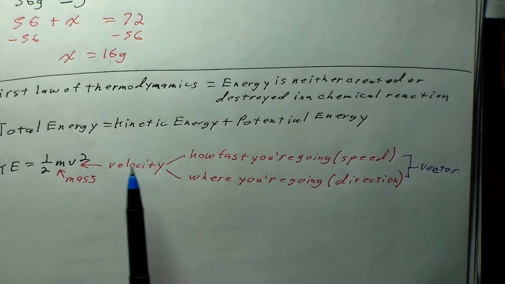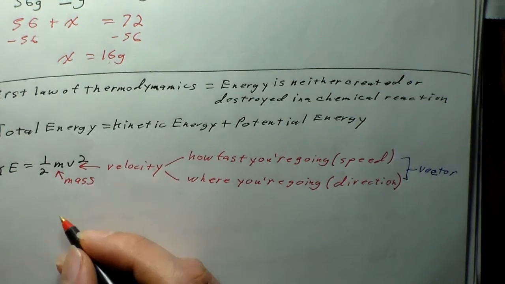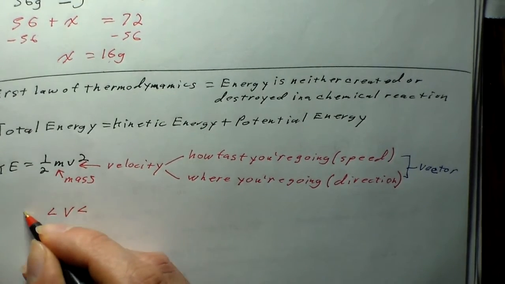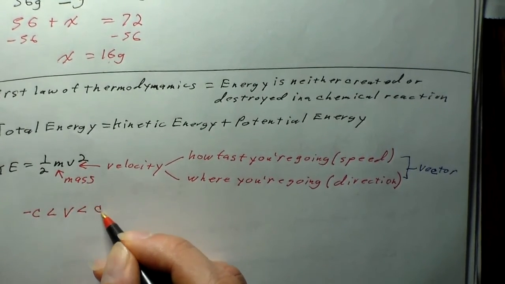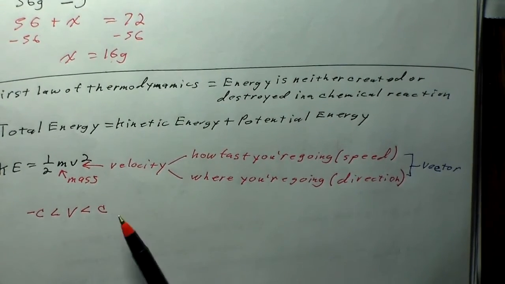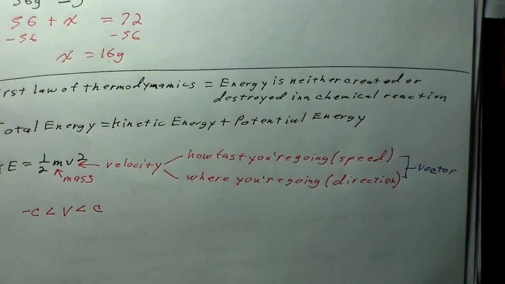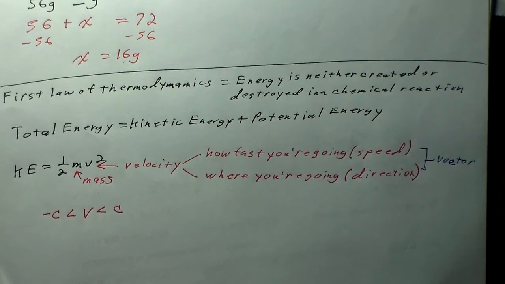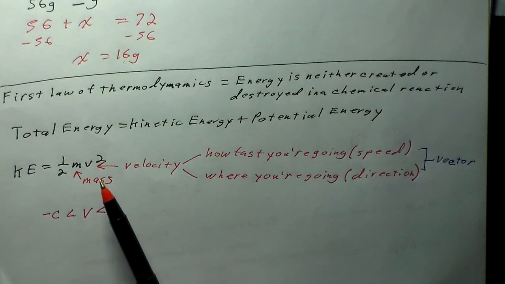But by combining these two things, we get the velocity here. So my velocity here can be anywhere between negative c and positive c. And remember from earlier, c is the speed of light. From relativity, we can't actually go over the speed of light here, so the velocity is going to be limited to plus or minus the speed of light.